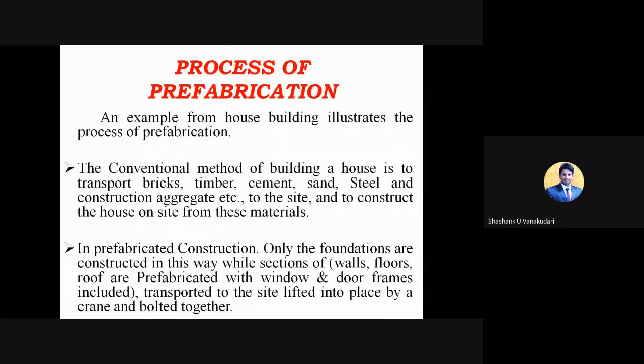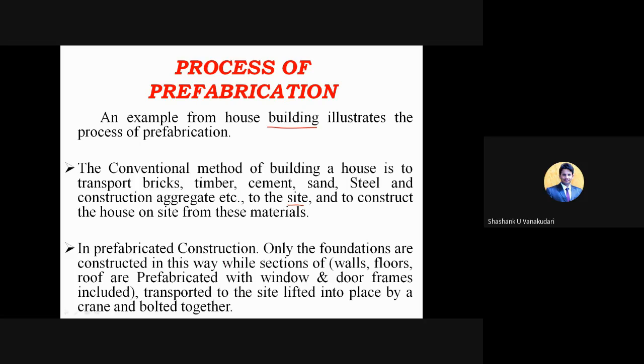Okay. Process of prefabrication. Here an example from house building illustrates the process of prefabrication. Here they have considered a small example regarding this building. The conventional method of building a house is to transport bricks, timber, and other materials like cement, sand, steel, and construction aggregates, depending on the availability of the raw materials, to the required location, and to construct the house on site from these materials. So this belongs to the conventional method.